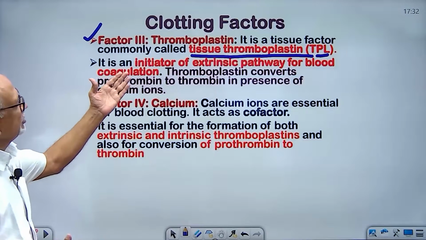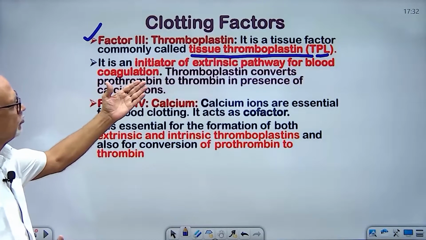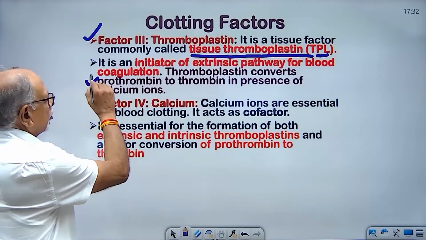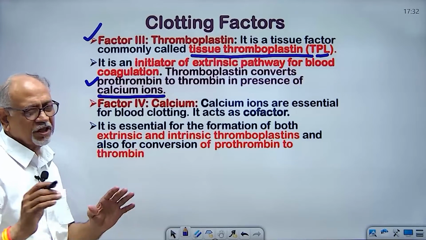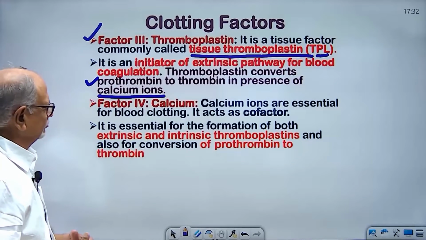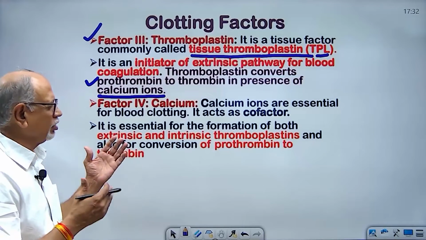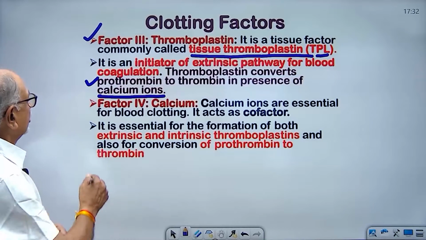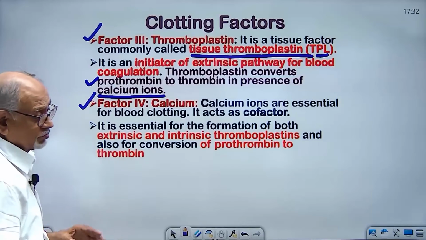So, it is an initiator of extrinsic pathway for blood coagulation. Thromboplastin converts prothrombin to thrombin in presence of calcium ions. Calcium ions are very important. If you leave the first two processes in coagulation, in all the processes calcium ions are important. Therefore, factor 4 is calcium ions.